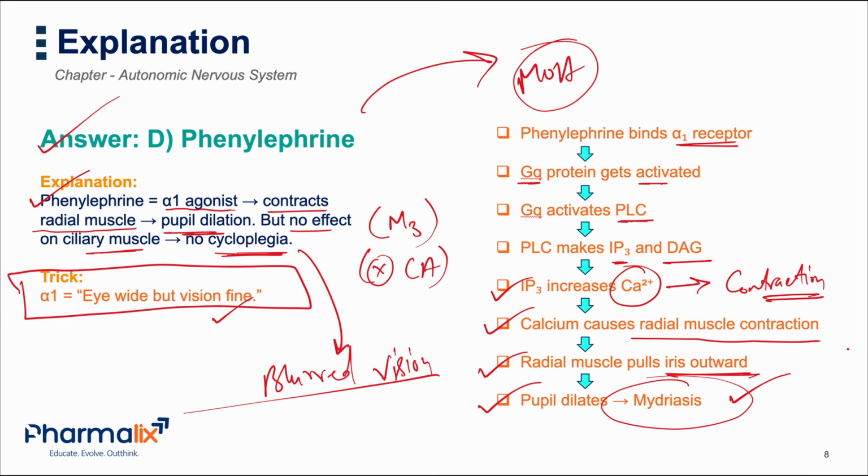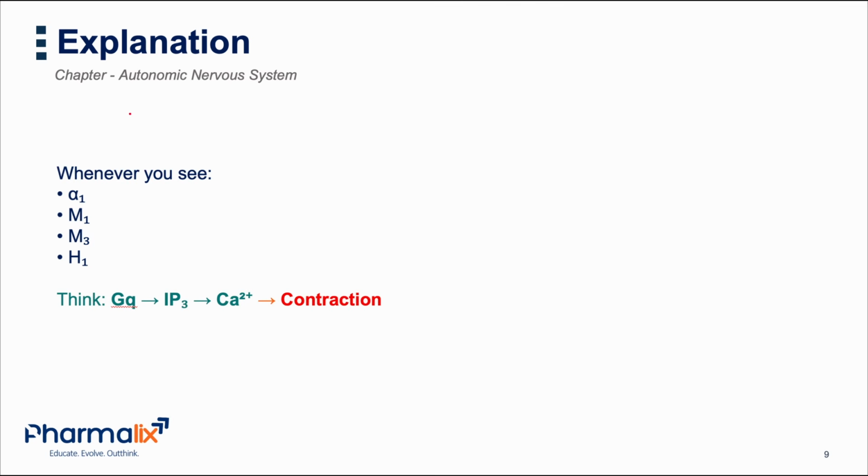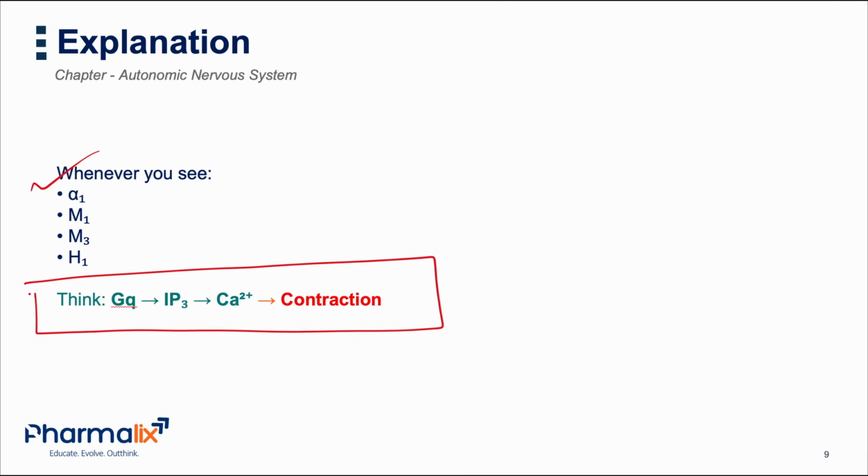Okay. I hope you have understood the process, the mechanism, and what kind of questions can be asked from here. There could be questions related to mechanism of action, questions on cyclopegia, and questions on alpha-1 agonists. So whenever you see alpha-1, M1, M3, H1, think of this mechanism: there will be Gq, there will be IP3, there will be calcium, and then there will be contraction.